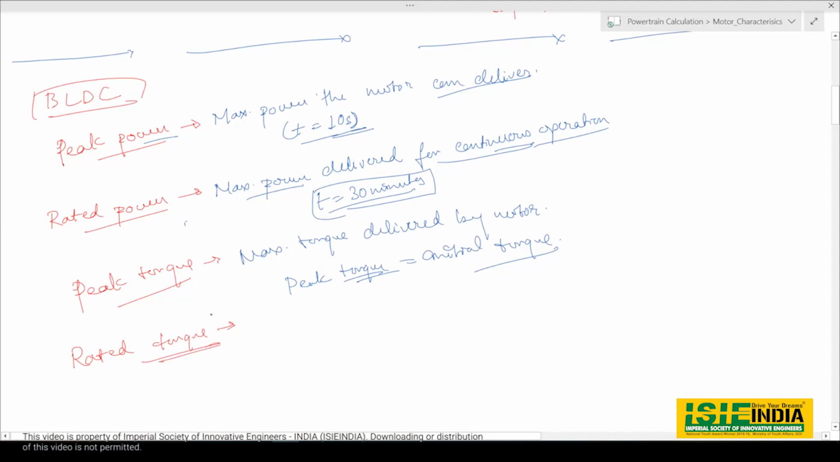What will be rated torque? Torque delivered at rated power. Okay, rated torque is actually torque delivered at rated power.